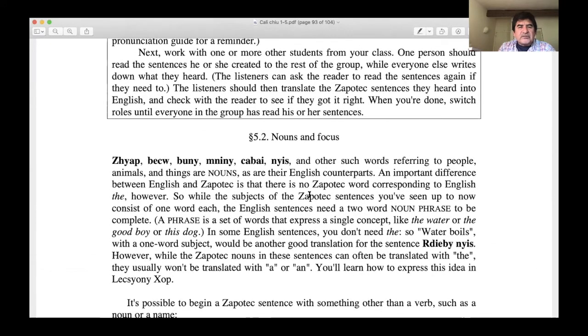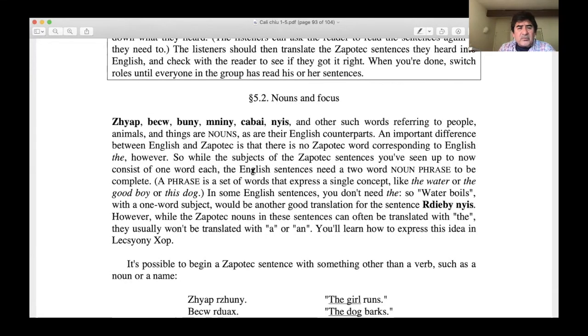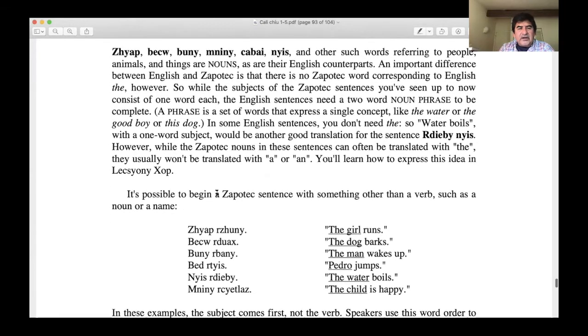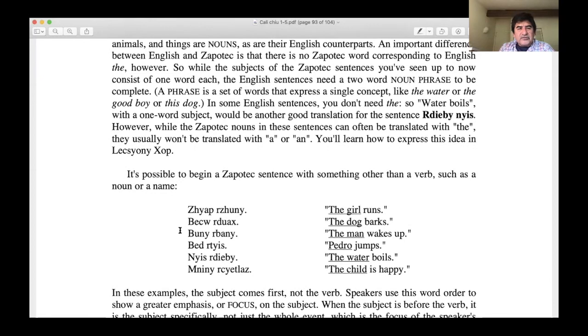So as you remember, we saw these noun forms like jap, which is a girl, bak, dog, boy, person, nin, child, kawai, horse, and yes, it's water. Okay. What I'm gonna do is go over this section about noun phrases with you guys.